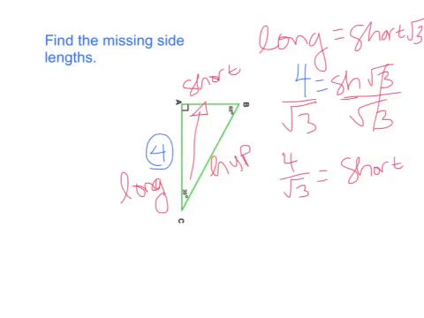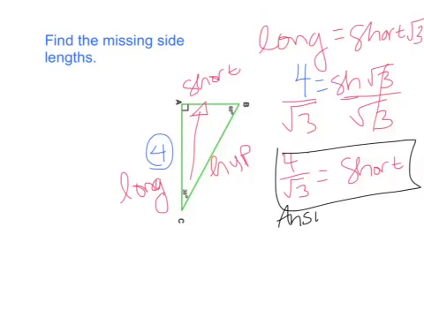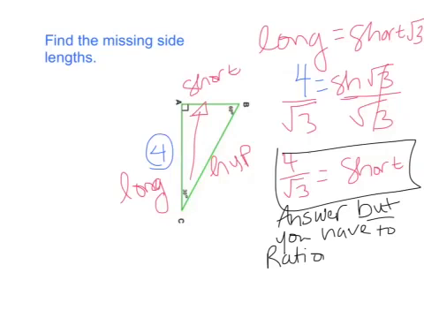As you may or may not remember, when you have square root signs, they cannot be in the denominator. Okay, so I just want to make some things clear. This is the answer, but, and this is a big one, you have to rationalize the denominator.